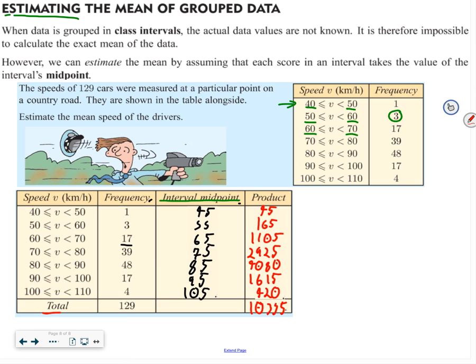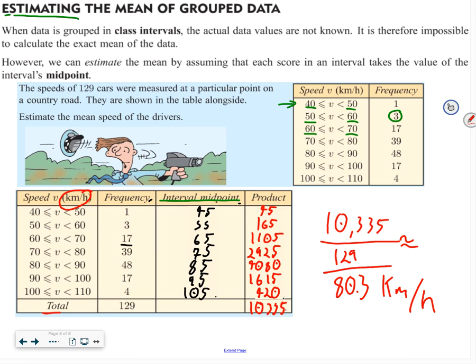If I added up all those 129 cars' speeds, okay, so I do 10,335 divided by how many cars I observed, and that was 129. And I'm going to get an approximate average speed here of about 80.3. And again, if I think about my units, it's kilometers per hour. Okay, so that's how you estimate a mean from grouped data if you're dealing with continuous data in a frequency table.